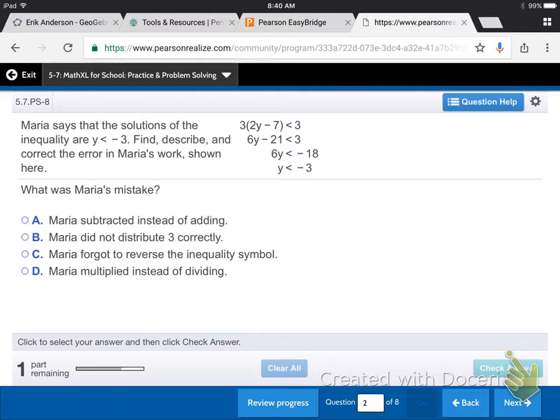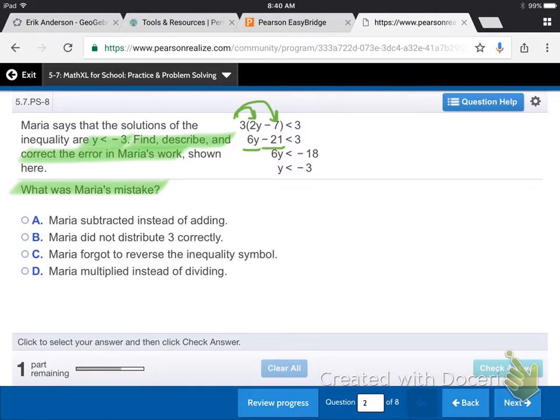Okay, this next problem says Maria says that the solutions of the inequality are y is less than negative 3. Now we're going to find, describe, and correct the error in her work. What was Maria's mistake? So let's go through this step by step. Well, if you multiply 3 times 2y, you get 6y, which is true. And you multiply 3 times negative 7, you get negative 21. So that's correct. And then less than 3.